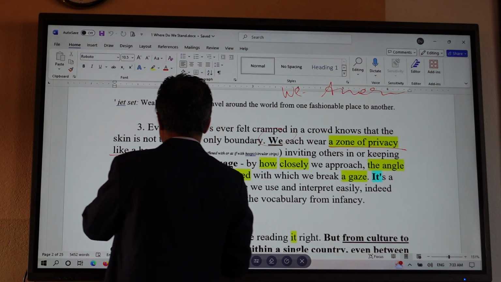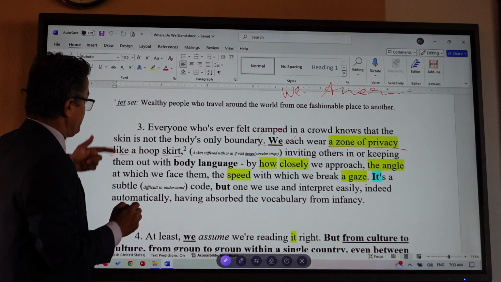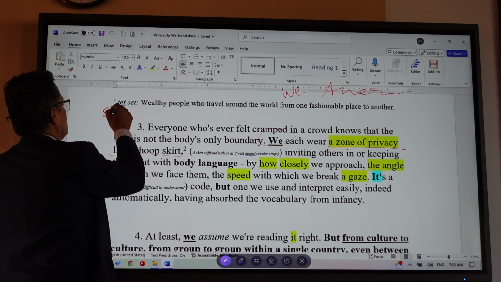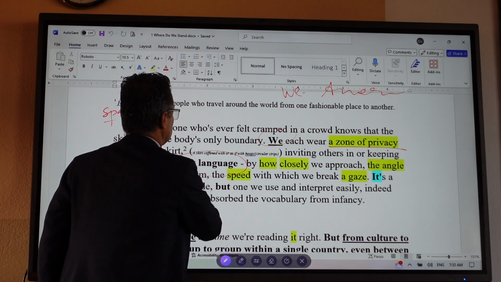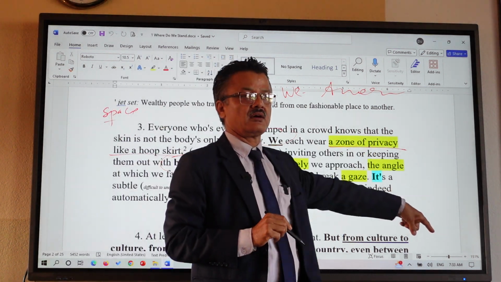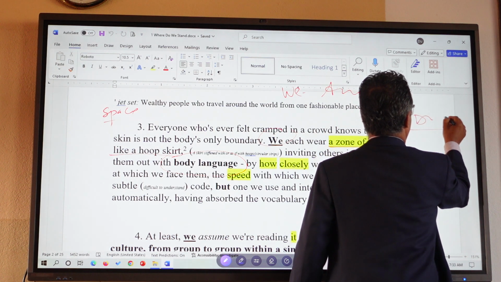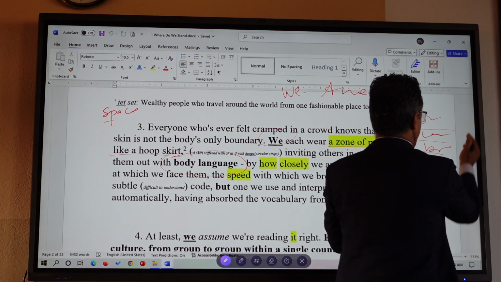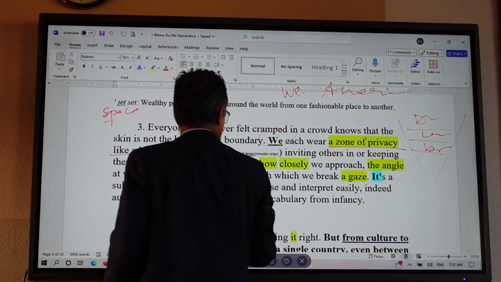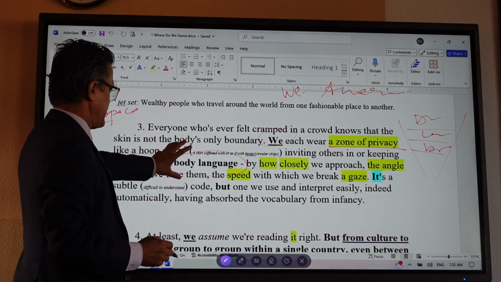Now look here. In the second paragraph, she used the word space, language of space. Now she uses the word body language. Further narrowing. Look here. Drama, then language of space, then body language. See the narrowing. Then how closely, look, what is body language?